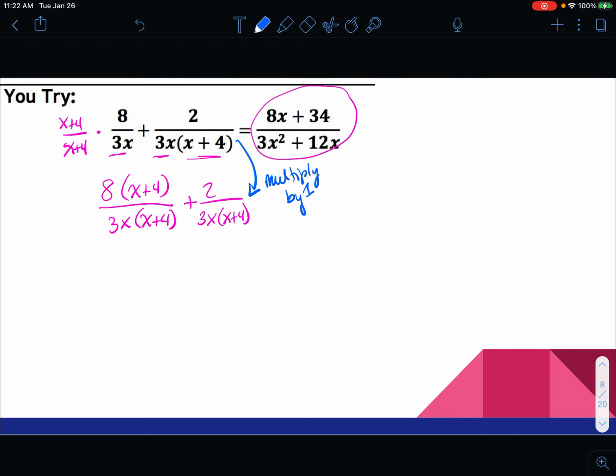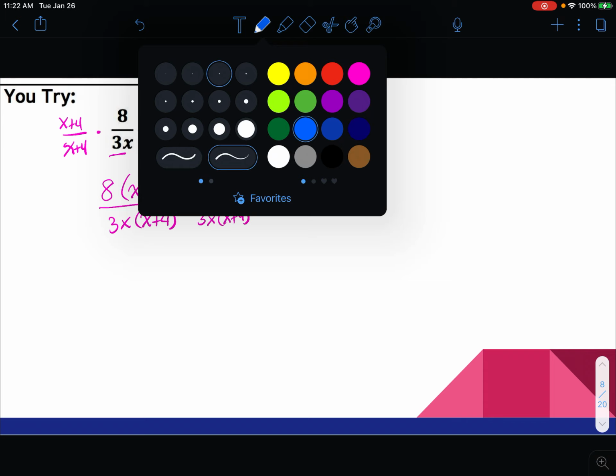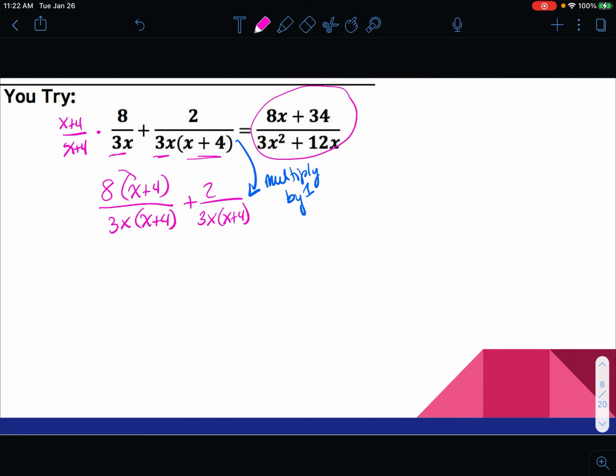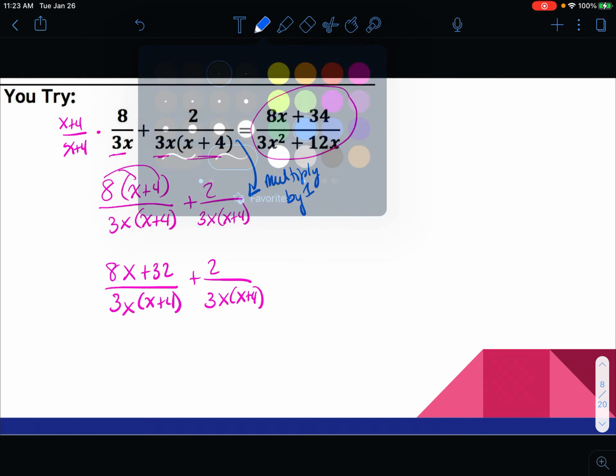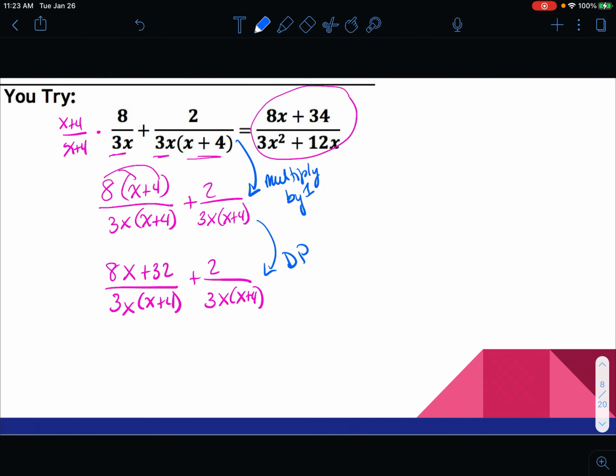Okay, so from here, I can go ahead and combine. Some of you might say, you know what, I think I would actually distribute first, and that's fine. So I'm going to go ahead and do that for this one. And in that case, it really doesn't matter which one you do first, as long as you're doing one step and you're telling me what you do each line. So the justification here is I use the distributive property. Now from here, we're going to go ahead and add the two fractions. So I'm going to go ahead and say 8x plus 34.